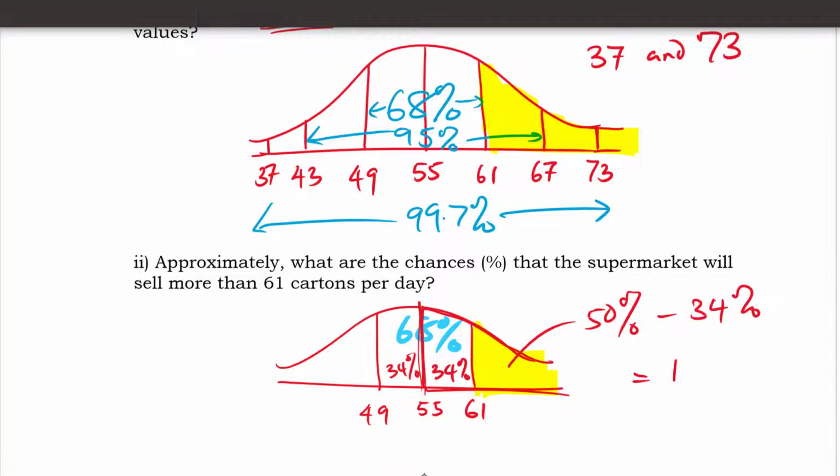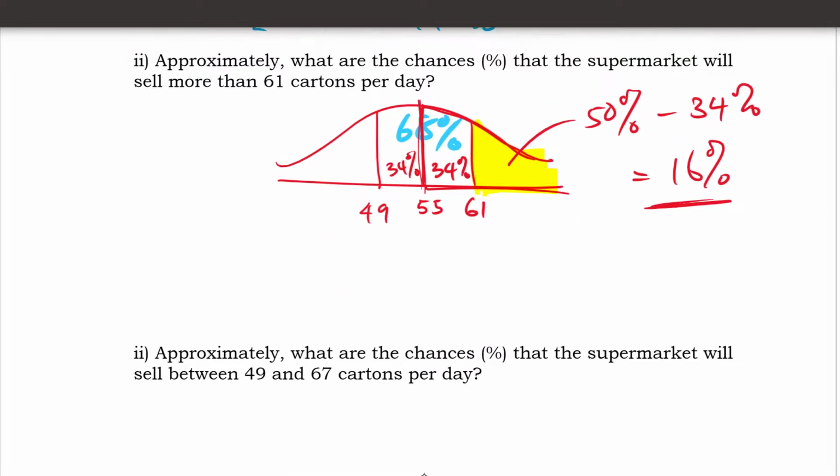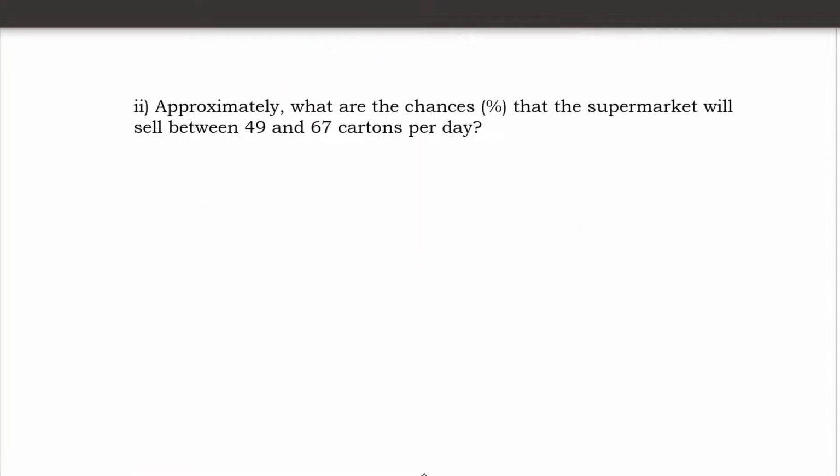Okay, and that will be 16%. So 16% will sell more than 61 cartons per day. Now, the next question says, approximately what are the chances that a supermarket will sell between 49 and 67?